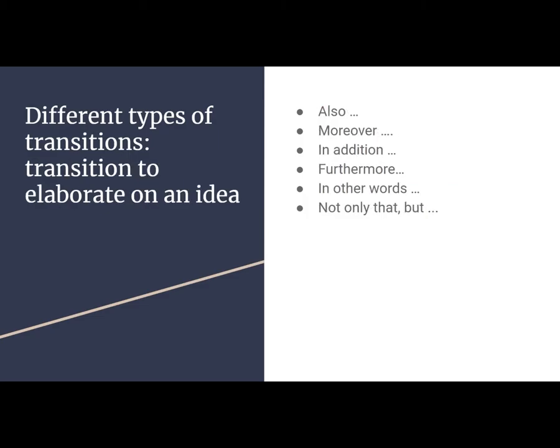Now, sometimes we need to elaborate. We need to give more detail about those things. So different types of transitions. Transitions to elaborate on an idea. We see the words also, moreover, in addition, furthermore. In other words, not only that, but 뿐만 아니라, but, yes, it's like that. So we need to go into more detail about things, and that can happen.